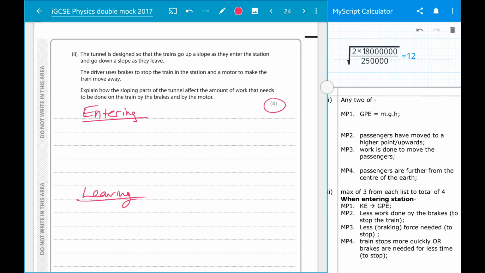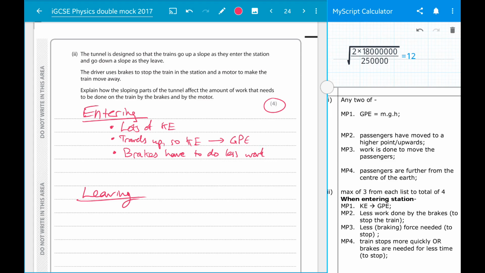So when the train enters, what's going on? Well, it's got a lot of kinetic energy. It's got to get rid of its kinetic energy. So it has lots of KE, and it's got to get rid of that KE. Well, if it travels up, some of that kinetic energy gets turned into GPE. So it's losing kinetic energy already because it's going upwards. And that means that the brakes have to do less work.